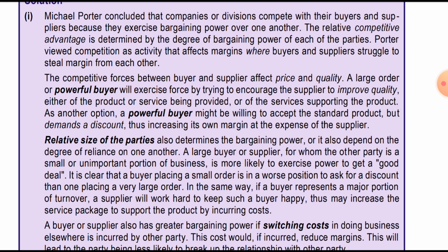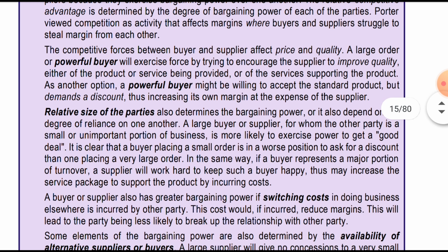As another option, the powerful buyer might be willing to accept the standard product but demand a discount. So on one side they can ask for a better quality product, or they can ask for discounts because they are purchasing in large quantity, thus increasing their own margin at the expense of the supplier. So this would be an expense for the supplier because they have to reduce the price, and on the other hand this would be an increase in the margin from the buyer's point of view.